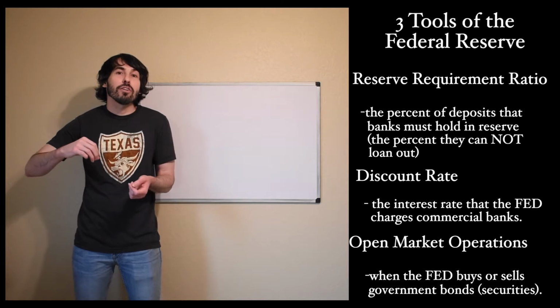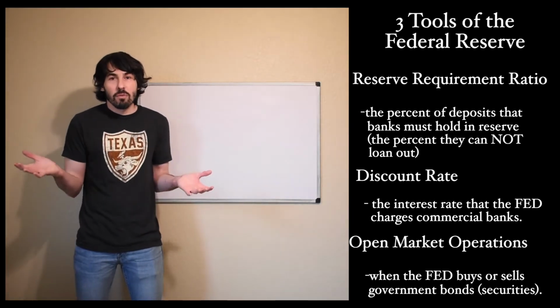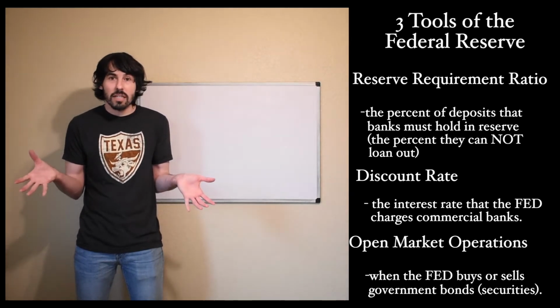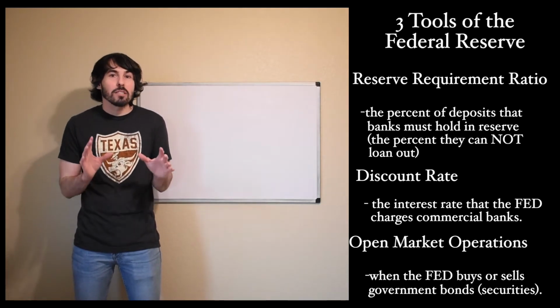The Fed can buy those from commercial banks in order to increase the money supply. So if the Fed wants to create more money and make it easier to get a loan or easier to create money, then what they'll do is they'll buy bonds. And you can remember that by saying, buy bonds, big money.